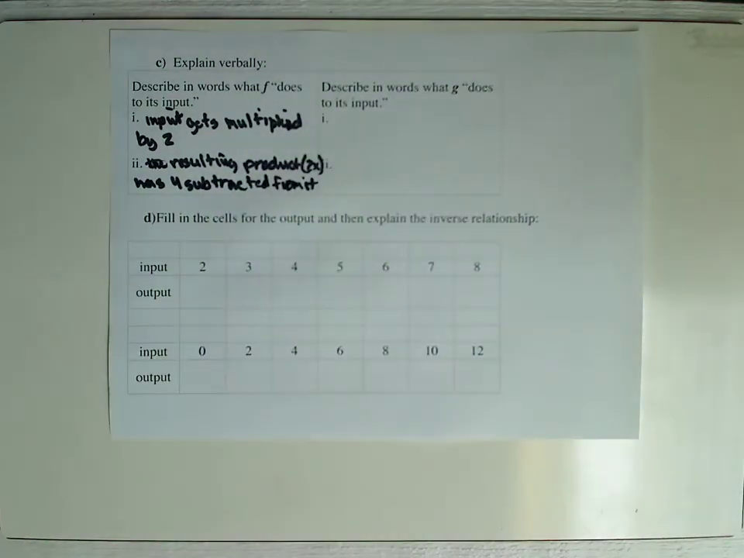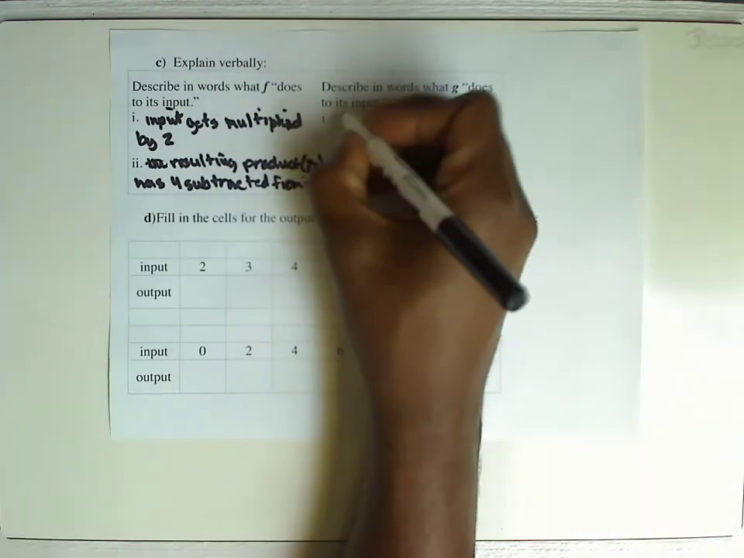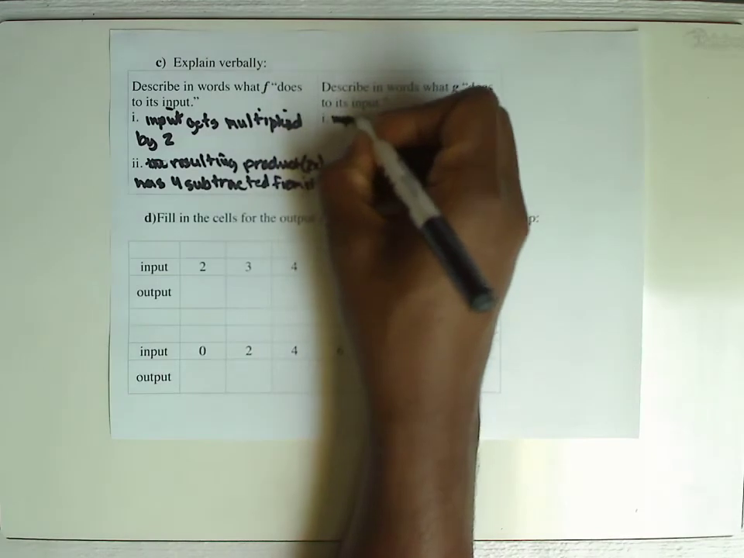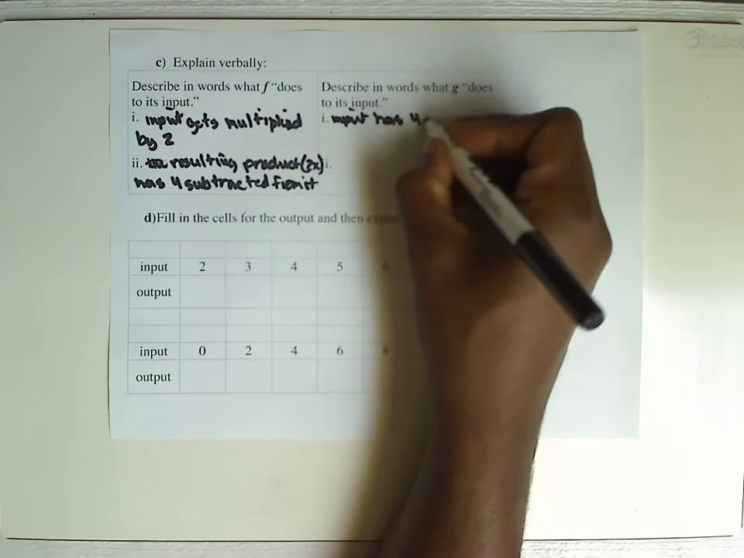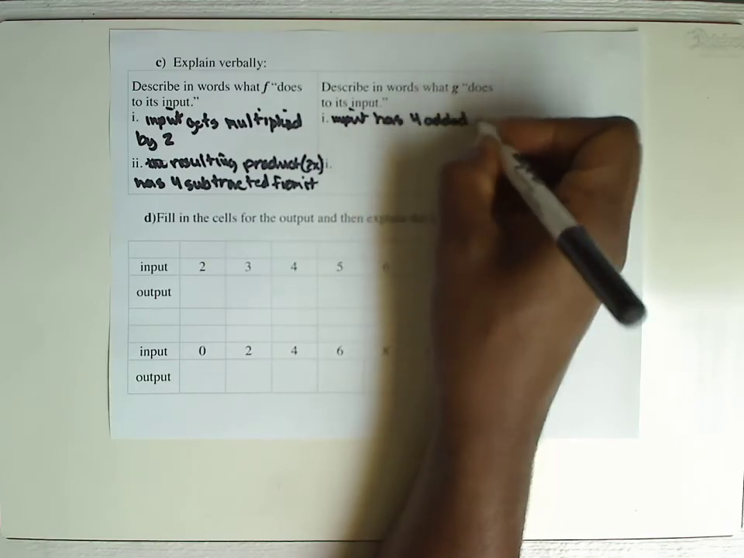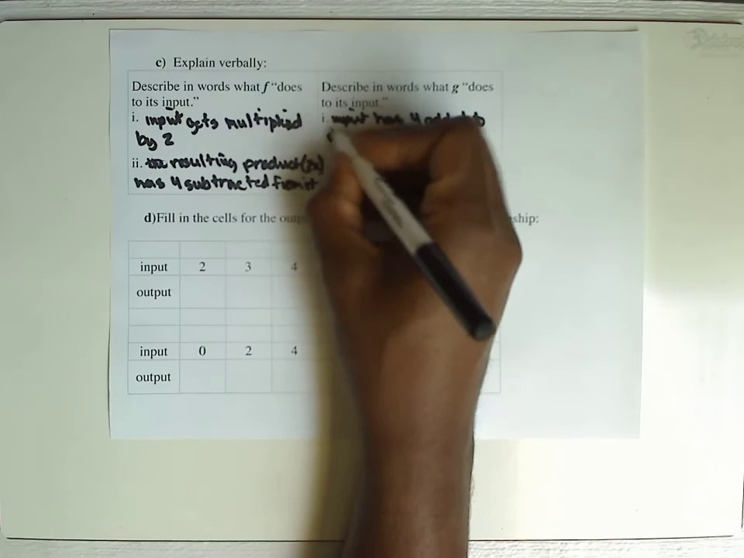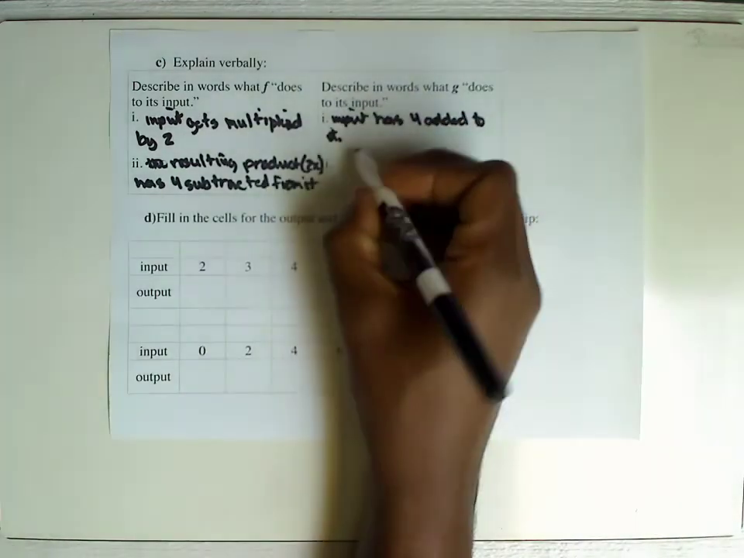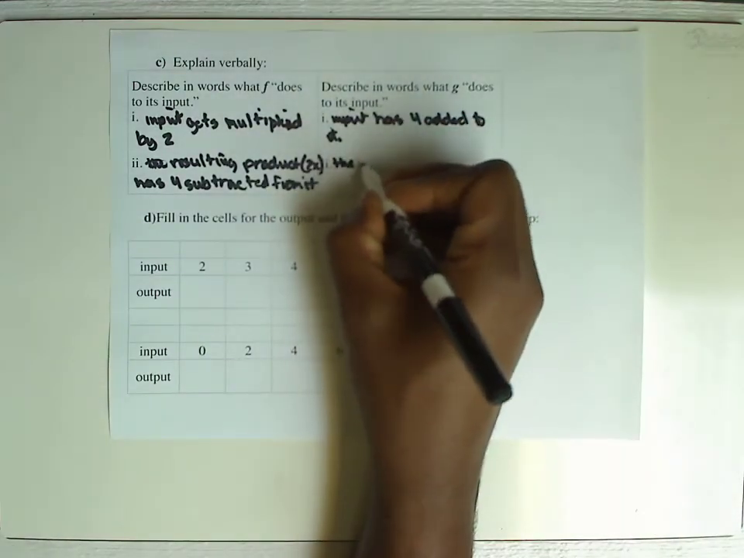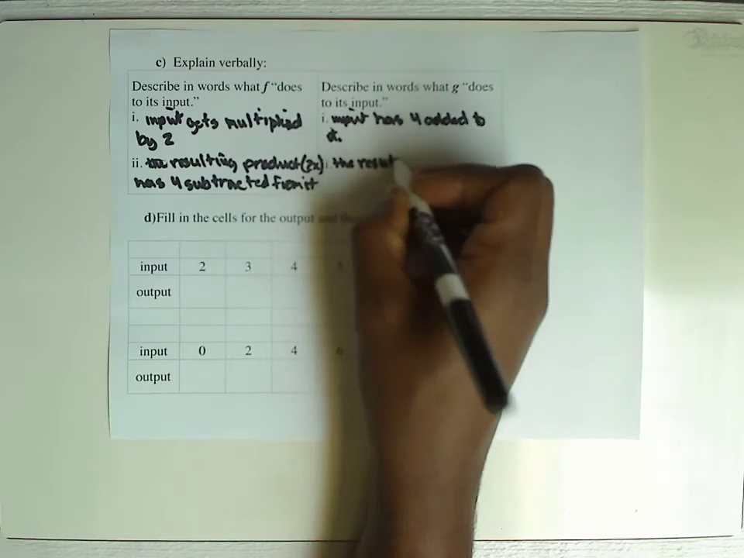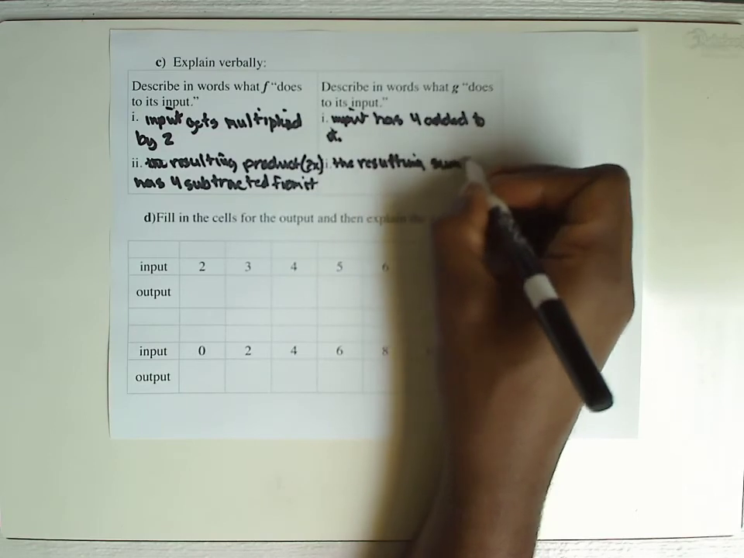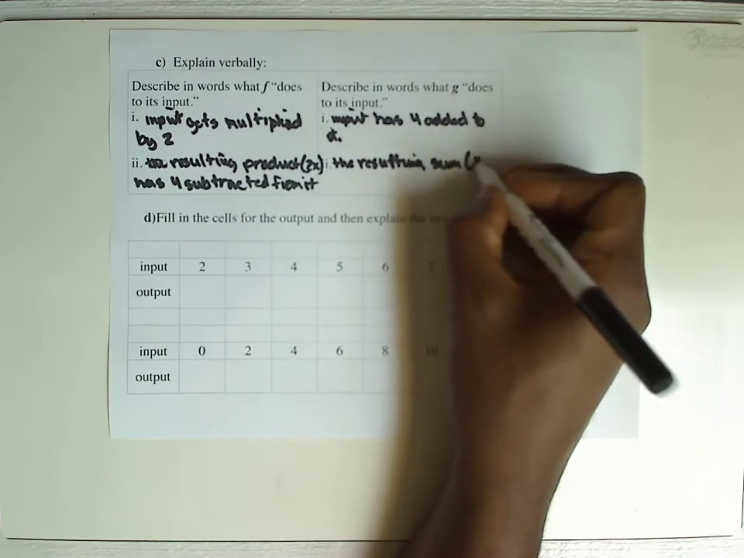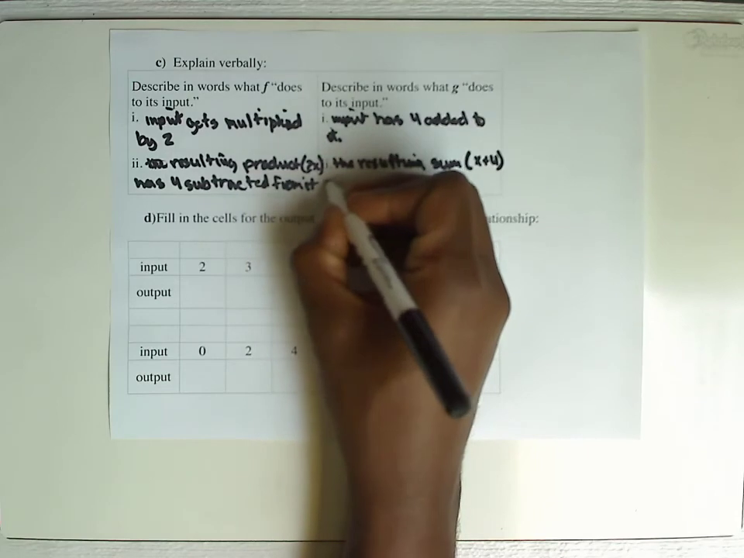Now looking at describing in words what G does to its inputs. Its input has 4 added to it, so input has 4 added to it. And then number 2, the resulting sum, which is basically x plus 4, is divided by 2.